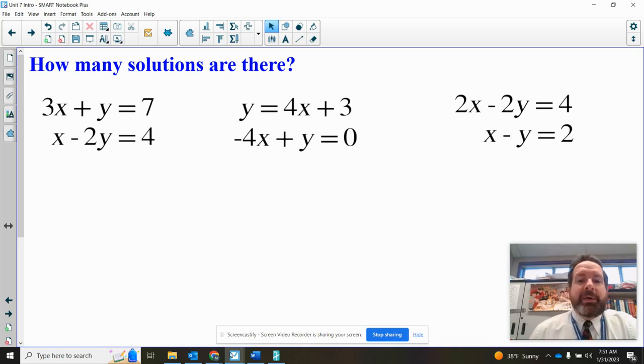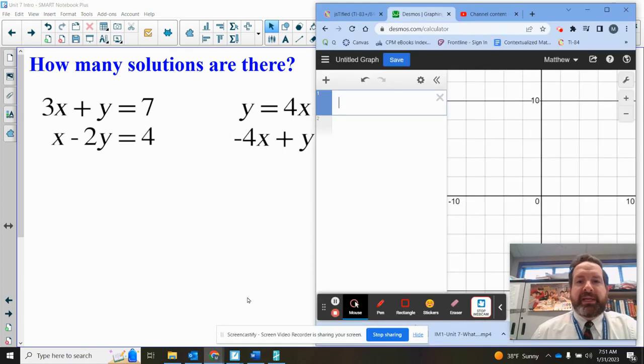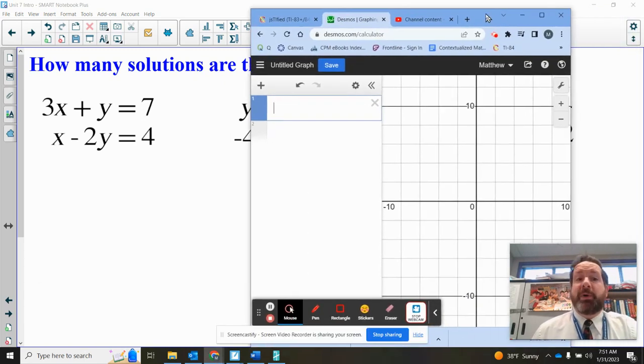I would like you to get your Desmos calculator up, do a quick pause, and graph these two equations. Unpause when you're ready to move on.